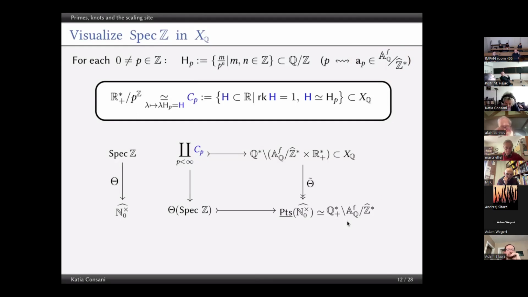Okay, so the idea is exactly at this point in which you take a multiplication by elements lambda in R star plus. So you start with H_P, which is a fixed subgroup of Q attached to the prime, and you just scale this H_P by an element lambda in R star plus, and then you start to collect quite a number of subgroups of R, which are of rank 1, and they are abstractly isomorphic to H_P.